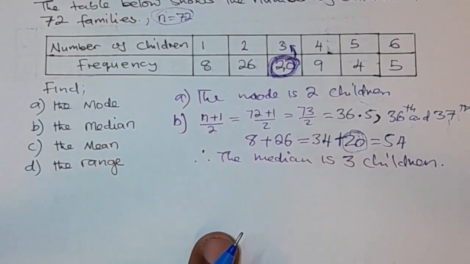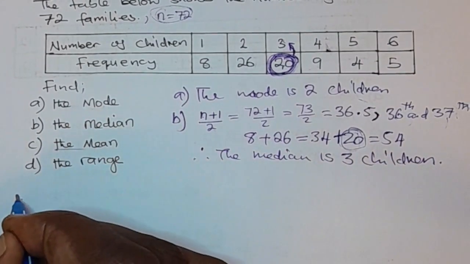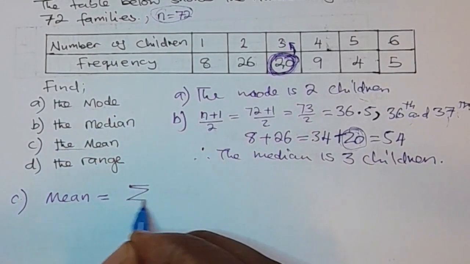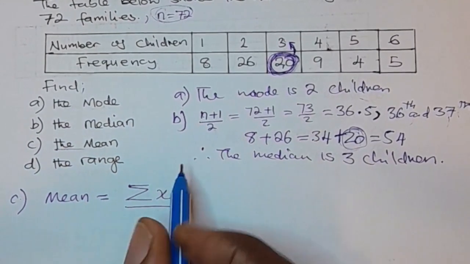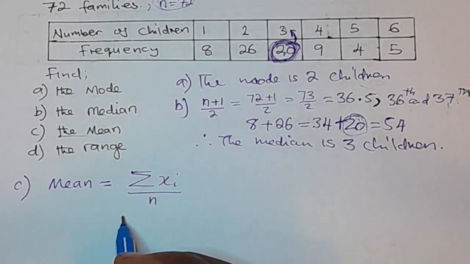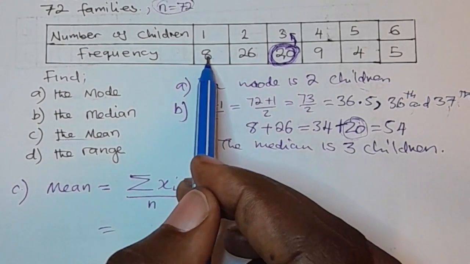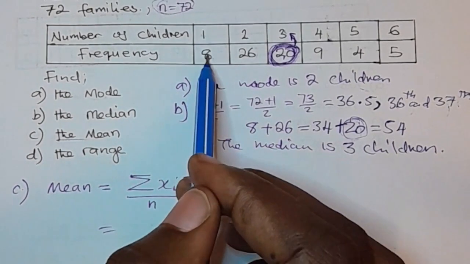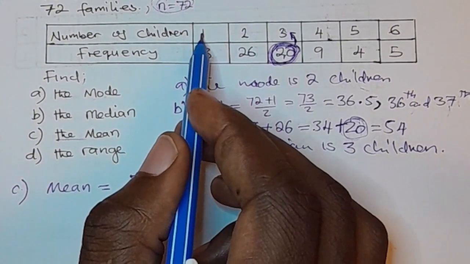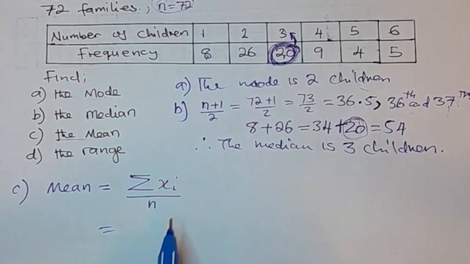Now we can look at the mean. We'll do the mean from here. So C, the mean. The mean is the sum of all the observations divided by n. Because we know that there are 8 ones and 26 twos and so on, what we are going to do is say 1 times 8 plus this plus that, until we finish everything, for us to find the total.